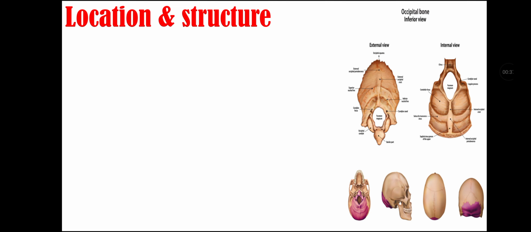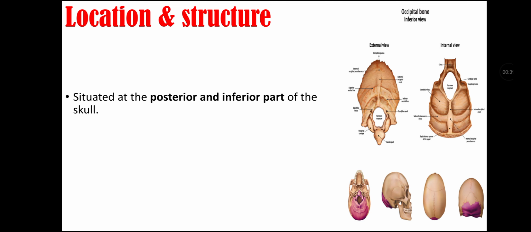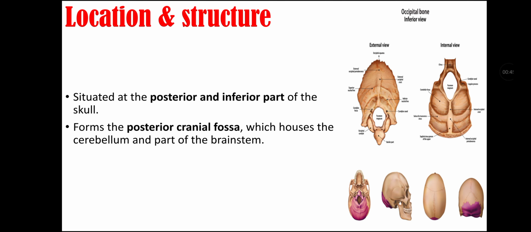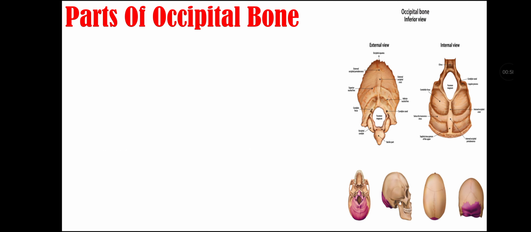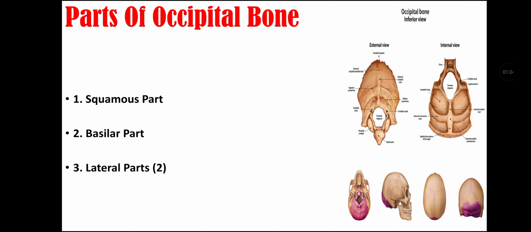Location and structure of occipital bone. Occipital bone is situated at the posterior and inferior part of the skull. They form the posterior cranial fossa, which houses the cerebellum and parts of brainstem. They articulate with parietal bones, temporal bones, sphenoid bones, and first cervical vertebra that is also called as atlas. Parts of occipital bone include one squamous part, basilar part, and two lateral parts.